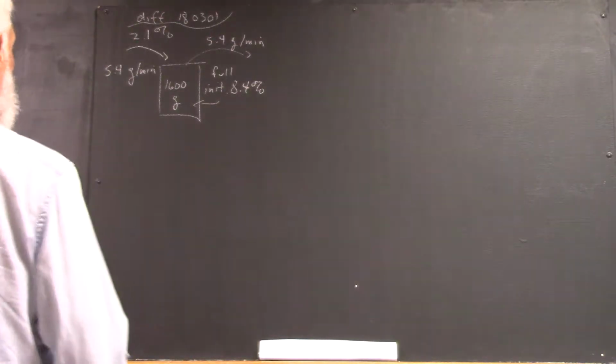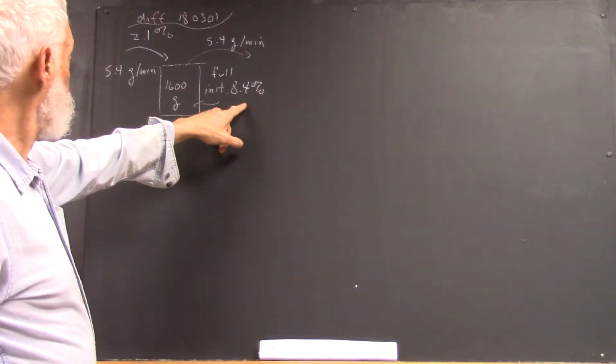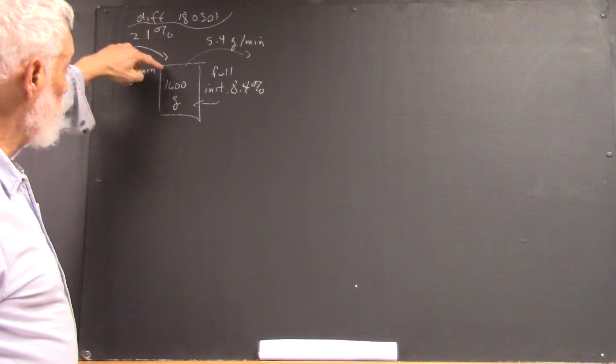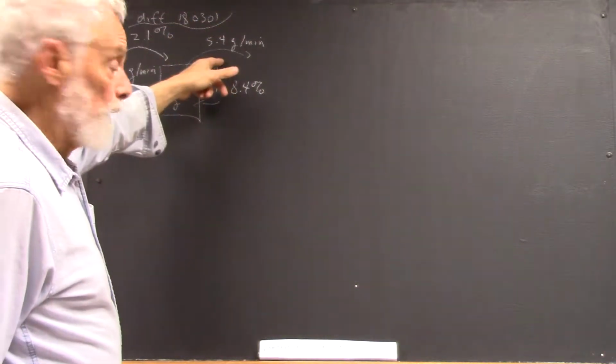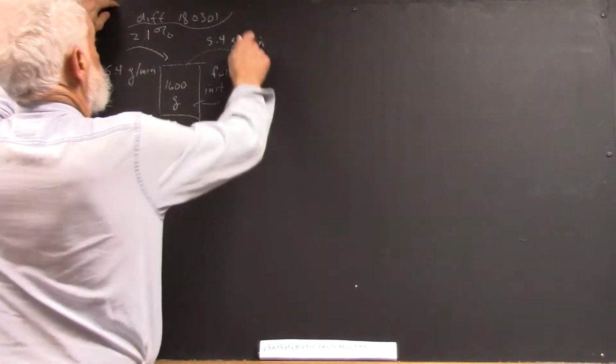Okay. So, a 1,600 gallon tank full of 8.4% solution. You've got 5.4 gallons per minute of 2.1% solution flowing in, and the overflow bleeds at the same rate. And of course now it's a mixed solution.